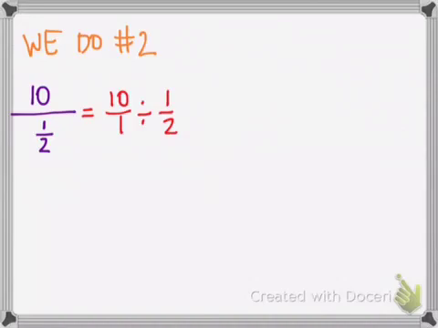And now it's a division problem, so I do keep, change, flip. So keep, change, flip. I keep my first fraction, change division into multiplication, and take the reciprocal of my second fraction, or flip it. So this becomes 2 over 1.